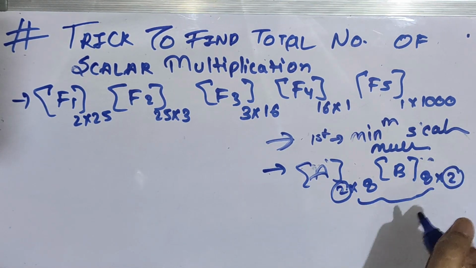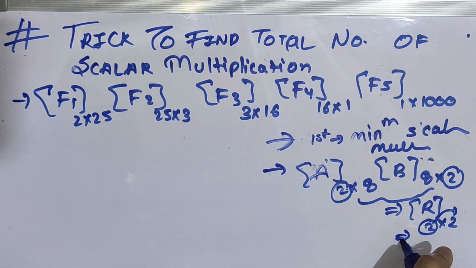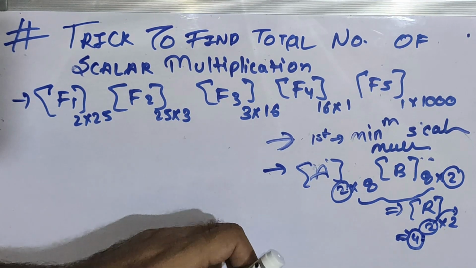columns, because the resultant matrix for this will be, let's say, 2 cross 2. So if you multiply these rows with columns, you will get 2 cross 2 as 4. So you have to find the two matrices which give this result as minimum. Okay, so let's start with the solution.